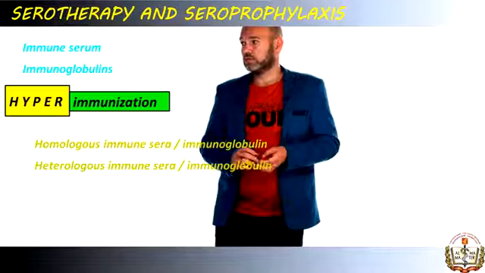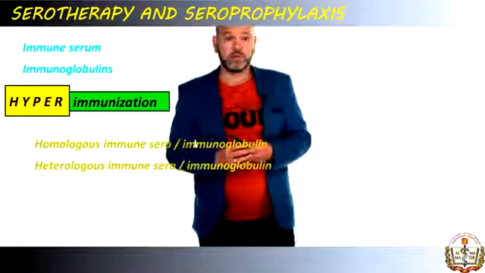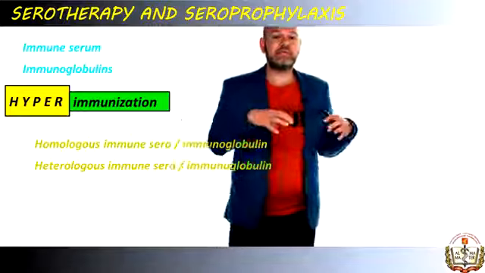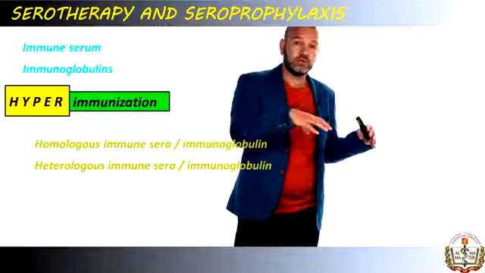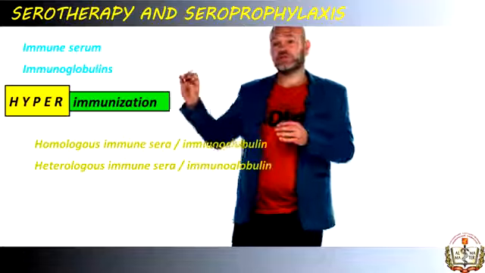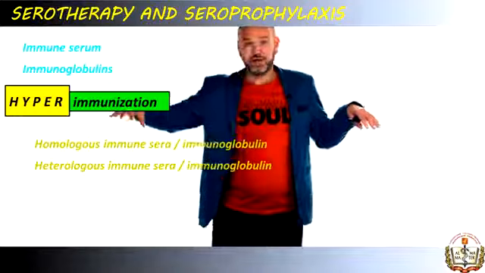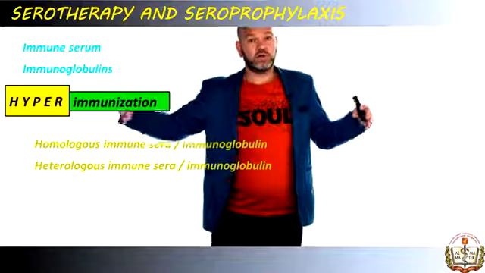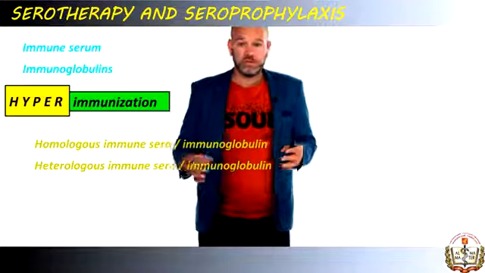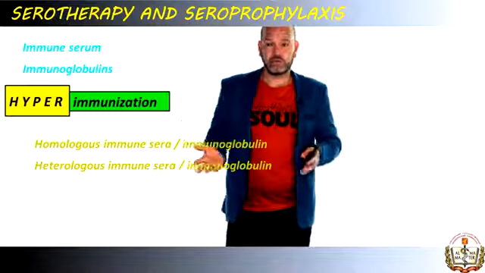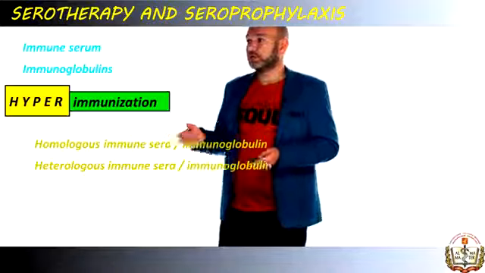A homologous immunobiological preparation is a preparation obtained from the same animal source it is going to be injected to. If your donor and recipient are the same, the preparation is homologous. If donor and recipient are different, it is heterologous. And what is the main problem here?